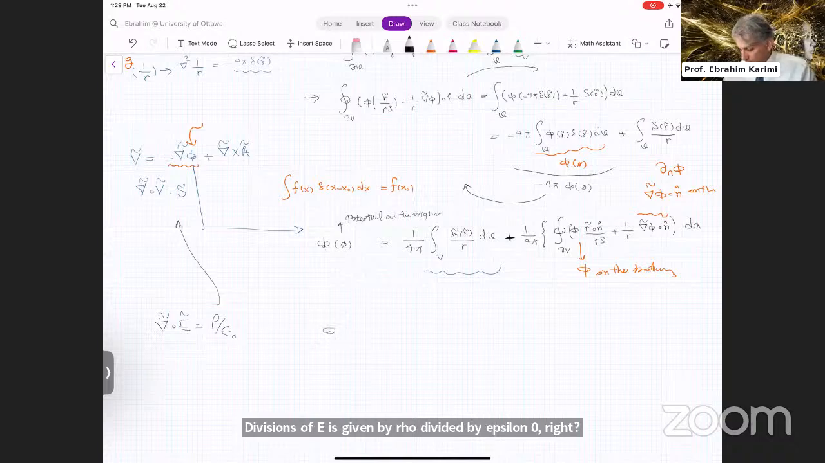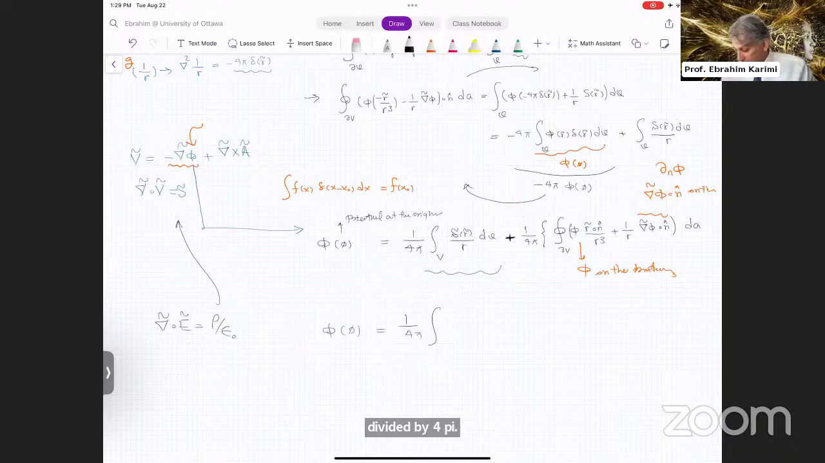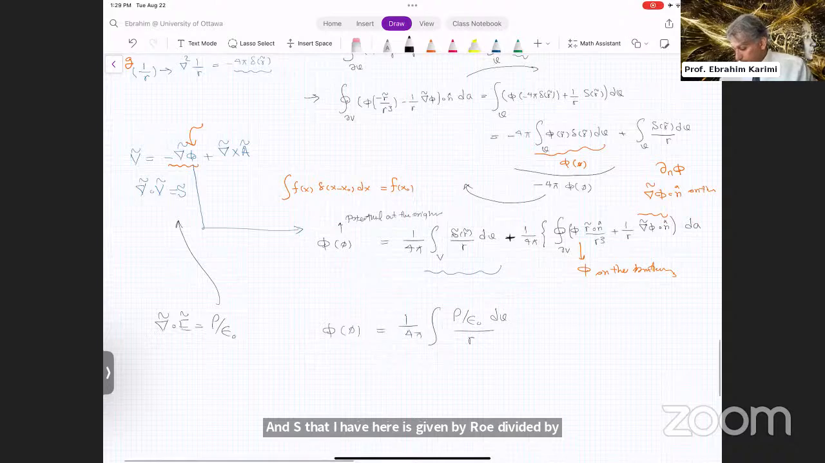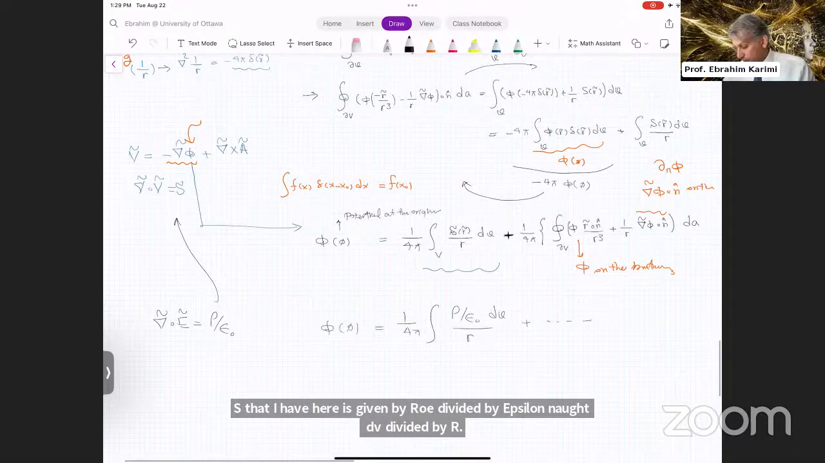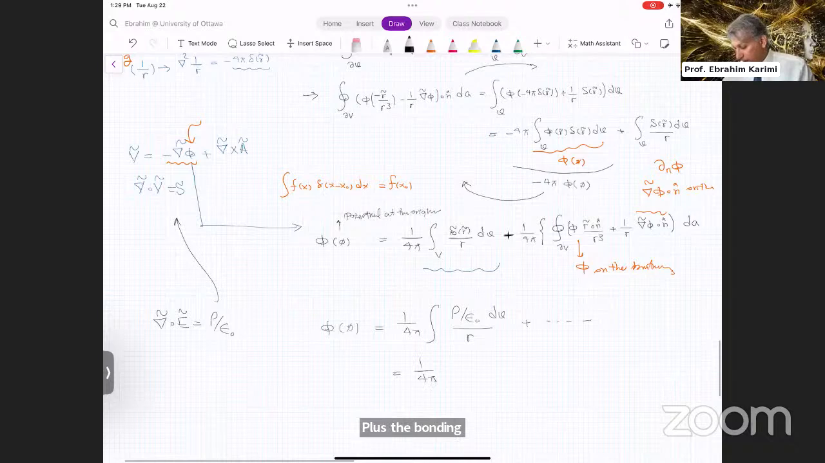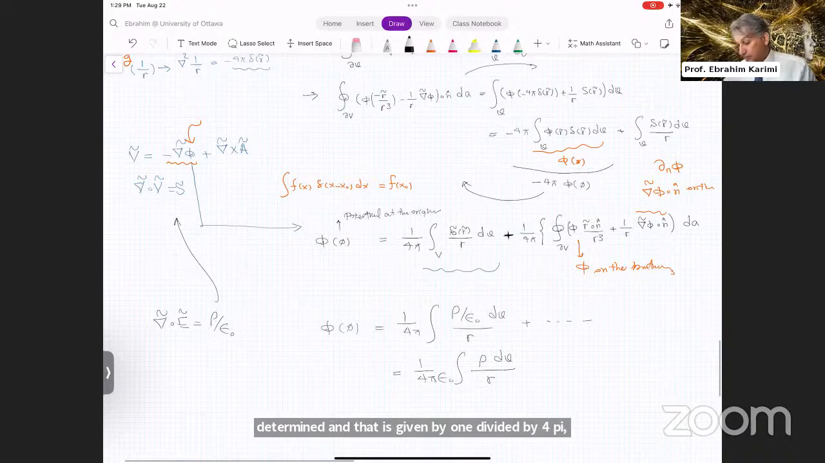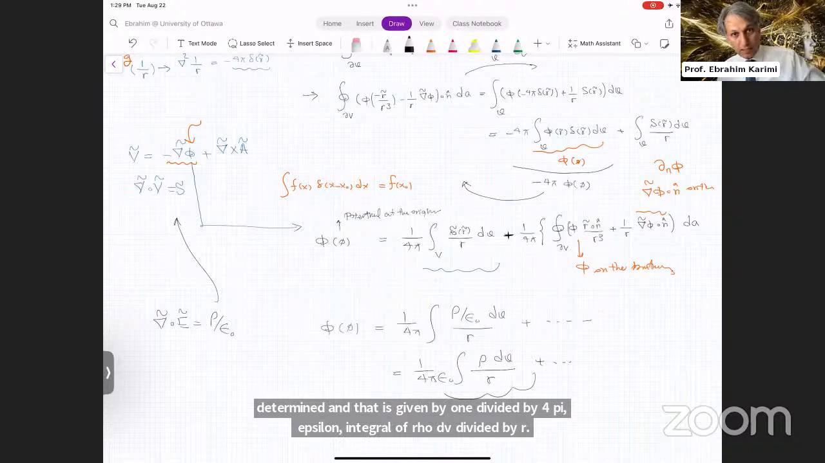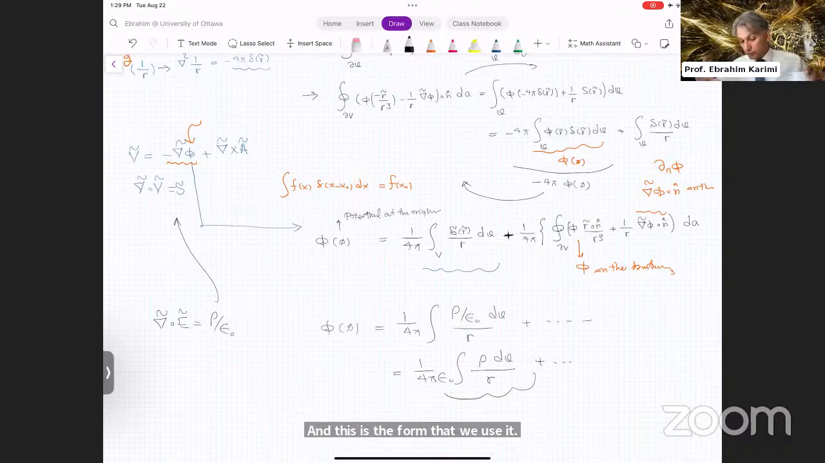So the potential that I will obtain at the origin is 1 divided by 4 pi, integral of rho divided by epsilon naught dV divided by R, plus the boundary condition, which should be determined, and that is given by 1 divided by 4 pi epsilon naught integral of rho dV divided by R. This is the form that we use in electrostatics.